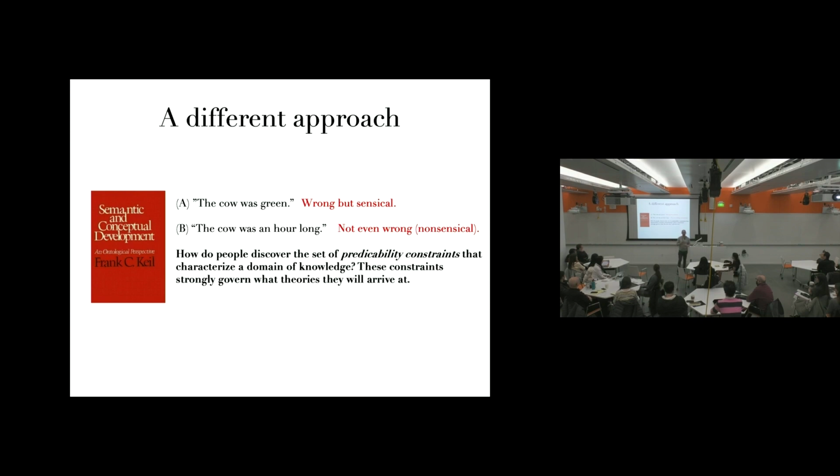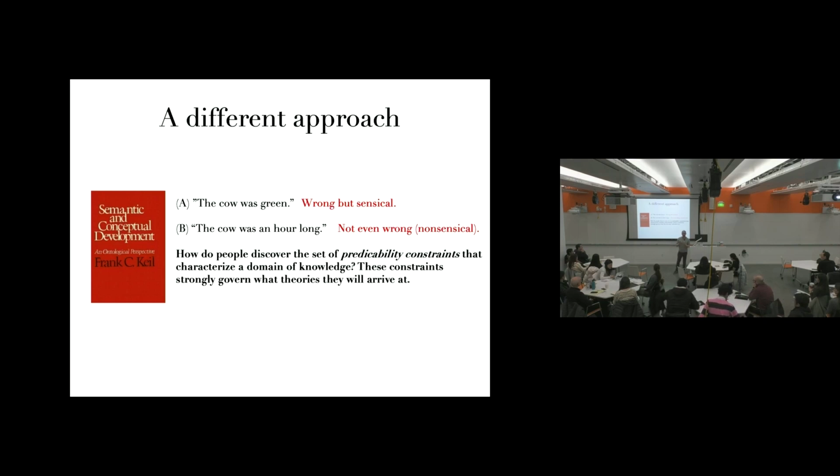Now, the cow was an hour long. That's not even wrong. It's nonsensical. Maybe a more formal way of saying this is that the predicate "an hour long" is not applicable to the object "cow." Somehow, in our brains, we have these sorts of predicability constraints that characterize our domain of knowledge, and these constraints are going to strongly govern what kinds of theories we arrive at when we're looking at interactions between objects in a domain. So it seems to me that if you want to build an AI scientist that thinks like a human scientist, you really want to understand this.